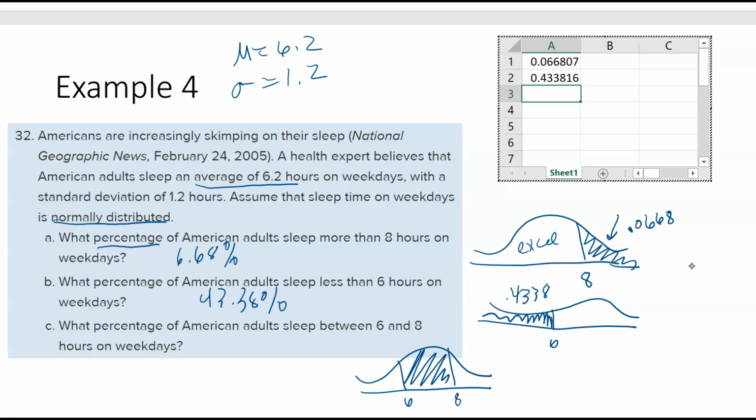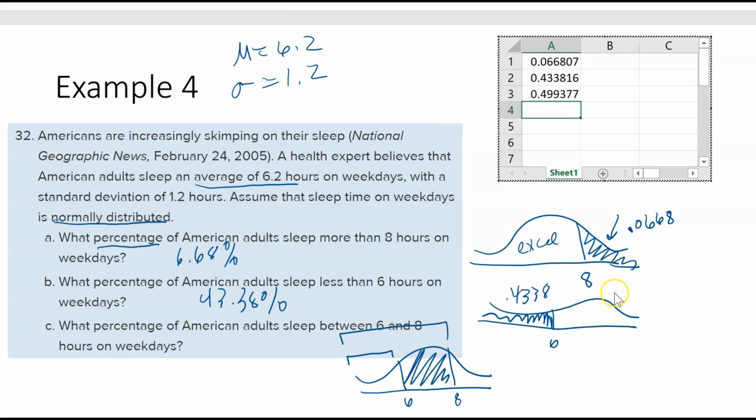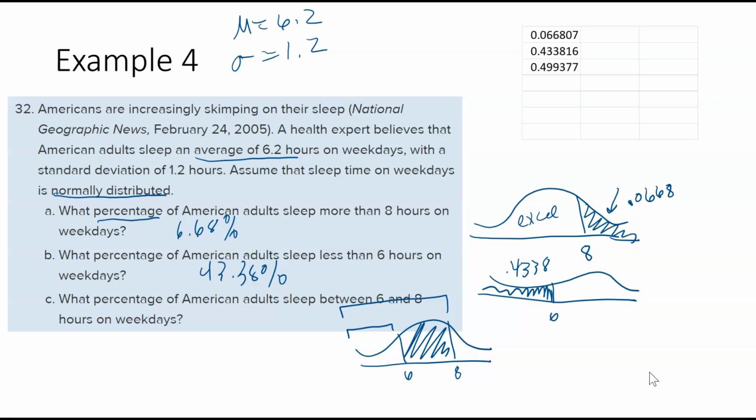And what percentage of adults sleep between 6 and 8? Now when we're trying to find the between, remember Excel is always going to give us the area to the left. It's going to give us this area and this area. So if we subtract the two, it's going to work. So we'll do 8, 6.2, 1.2, 1 minus 6, 6.2, 1.2, 1. And we get 0.4993. So about 49.94%, because we've got that 7 there.